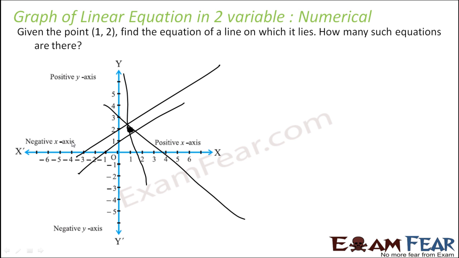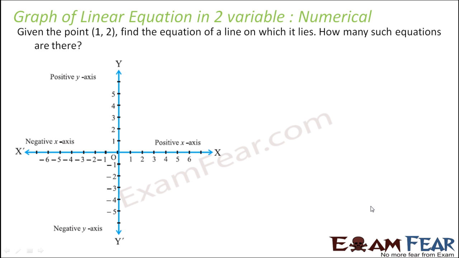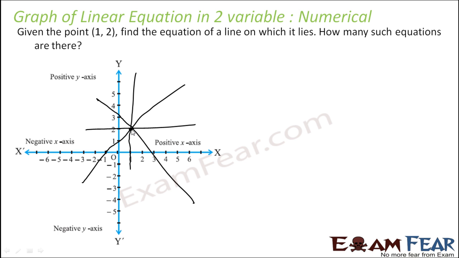Assuming this is the point, I didn't draw properly. Let me draw this once again. X is 1, y is 2. This is the point. So from this point, I can draw so many lines. I can have a line like this, like this, like this, like this. You see, there are so many lines. All these lines are hitting this point (1, 2). So I can have infinite lines.